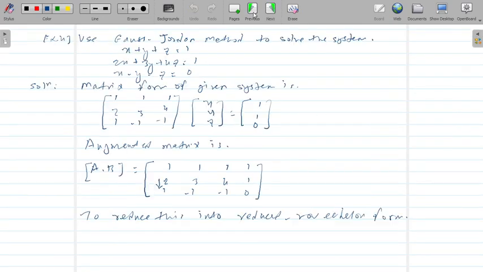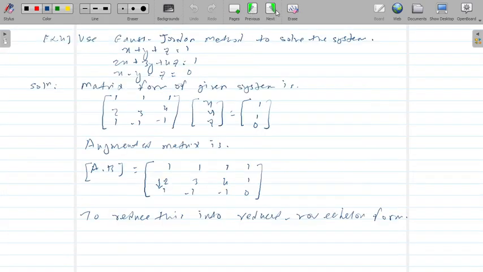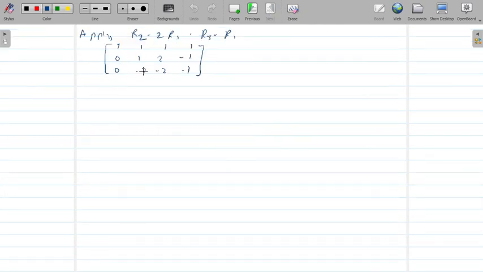3 minus 2 is 1, 4 minus 2 is 2, 1 minus 2 is minus 1. Then next is subtracting: 1 minus 1 is 0, minus 1, minus 1, minus 2, and minus 1. Next, make this entry equal to 0. So apply R3 plus 2 times R2.